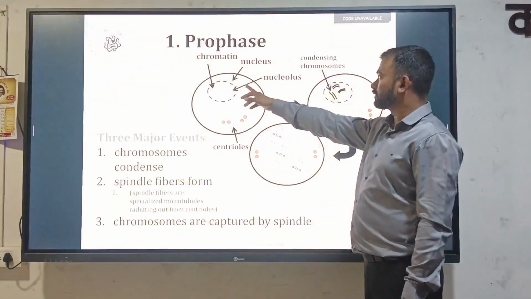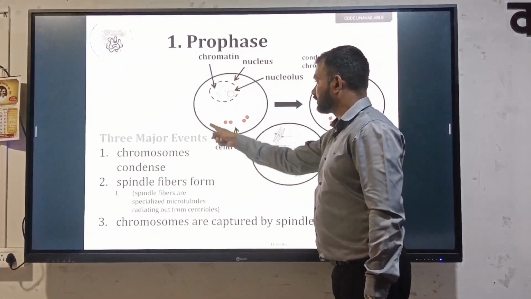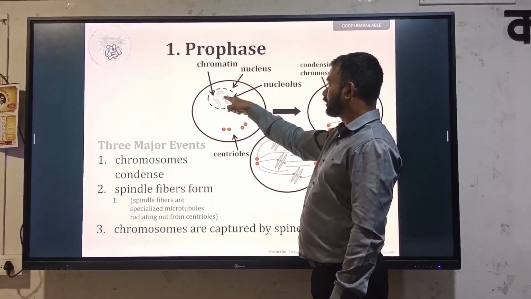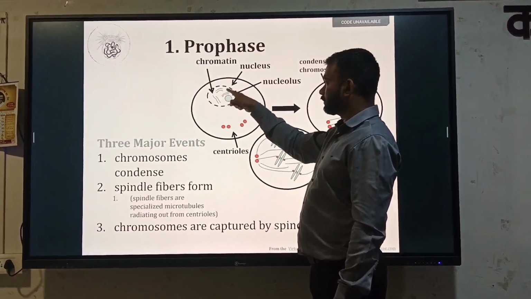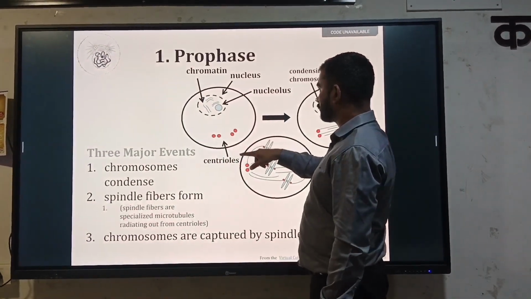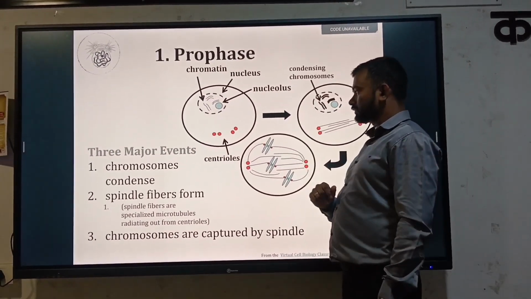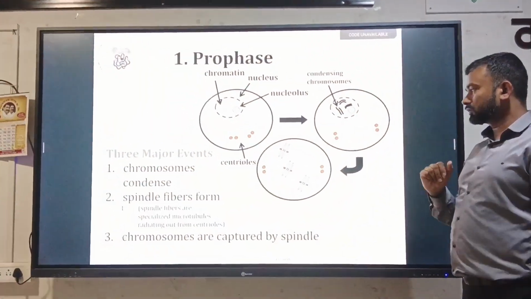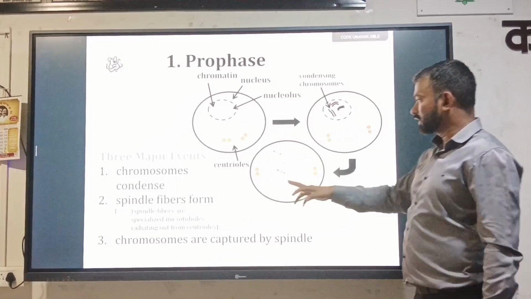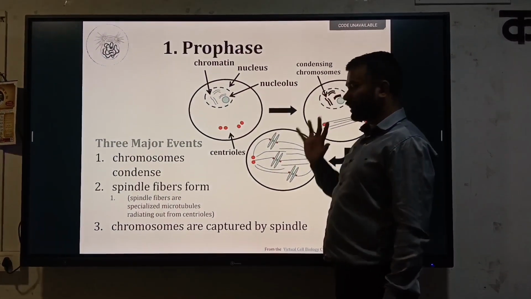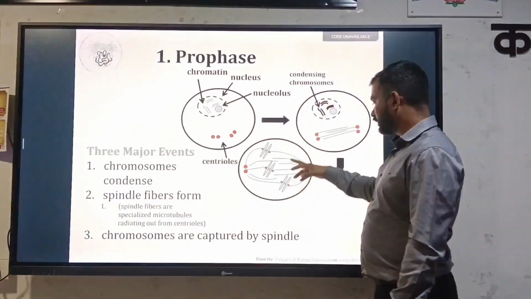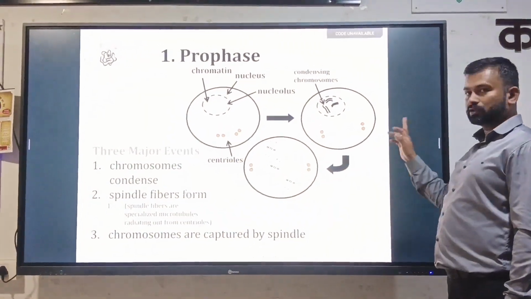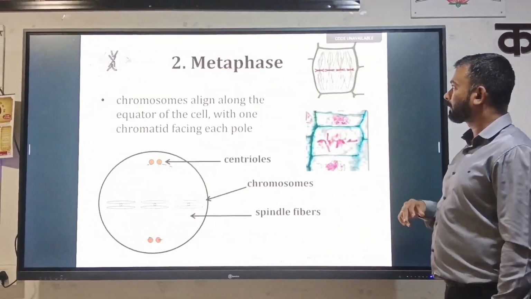The first phase is prophase. Here you can see this is the cell. Inside that cell you will find the nucleus. Inside the nucleus you will find the genetic material. This is the nucleolus, and these are the centrioles. During prophase, the genetic material gets condensed. The spindle fibers appear. Chromosomes are captured by the spindle fibers, as we can see here. This takes place in prophase.